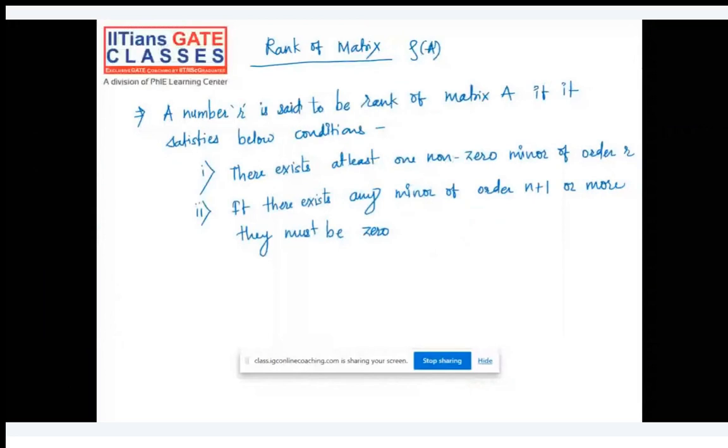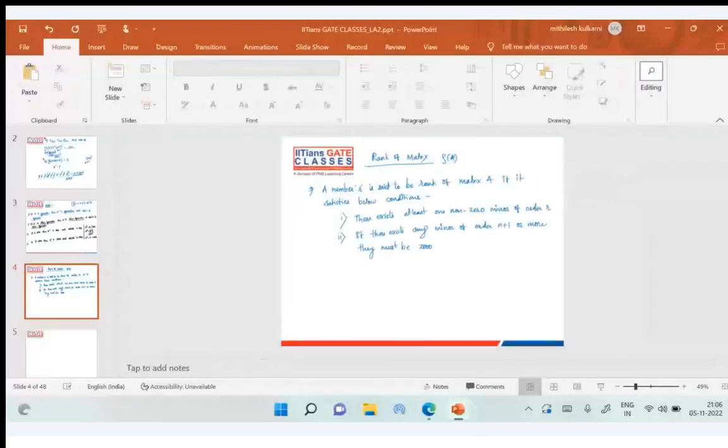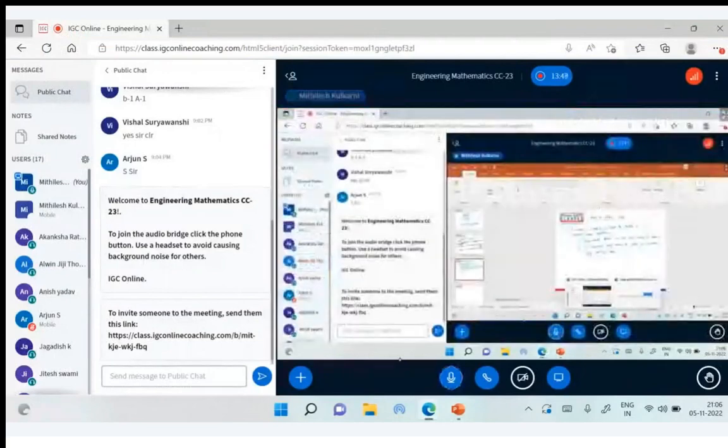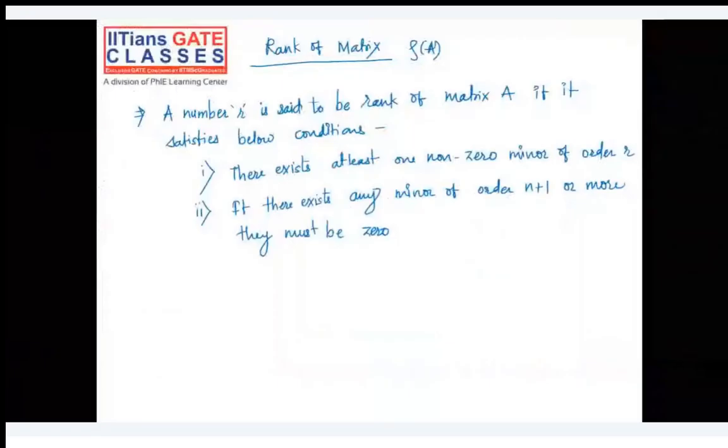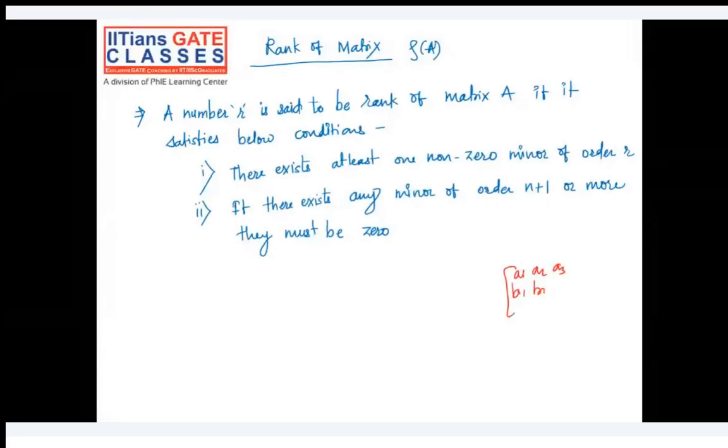You know the terms minor, cofactor, and so on. So what is a minor? If we have, let's say, A1, A2, A3, B1, B2, B3, C1, C2, C3, the minor of A1 is B2, B3, C2, C3, right? So what I'm saying is there exists at least one non-zero minor of order R. Let's say a minor of 2 cross 2 exists and the maximum order of minor is 2 cross 2. It means the rank will be 2. This is the first criterion.